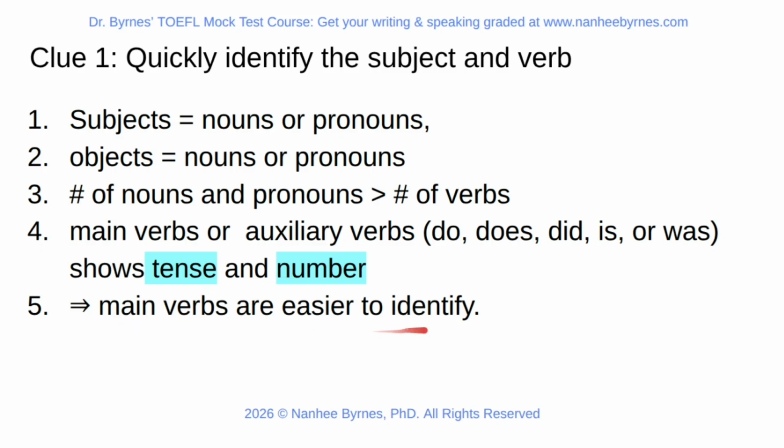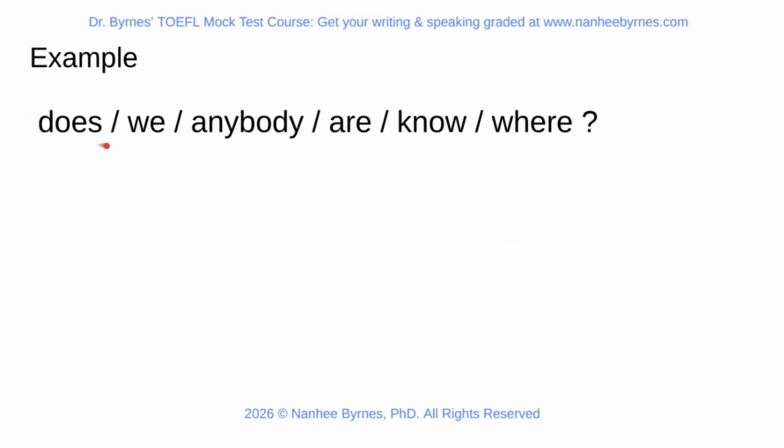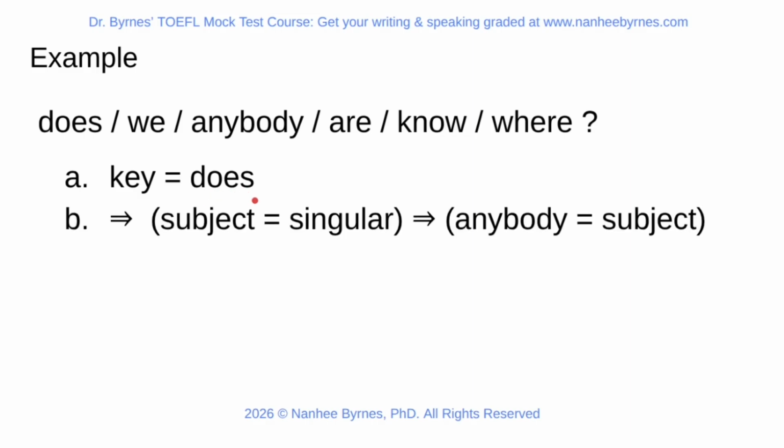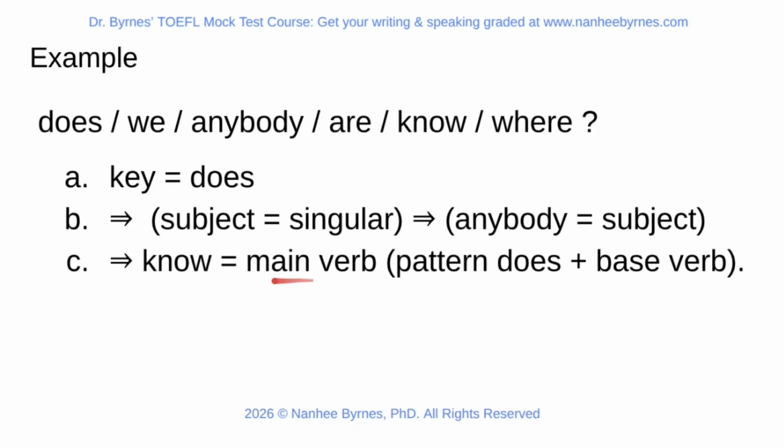For example: does, we, anybody, are, know, where. The word does is an auxiliary verb. It tells us something important. The subject must be singular. So anybody must be the subject. Also, know must be the main verb because the pattern does plus base verb is correct. So we get, does anybody know?